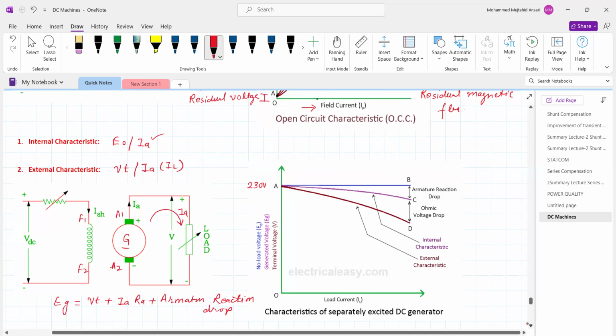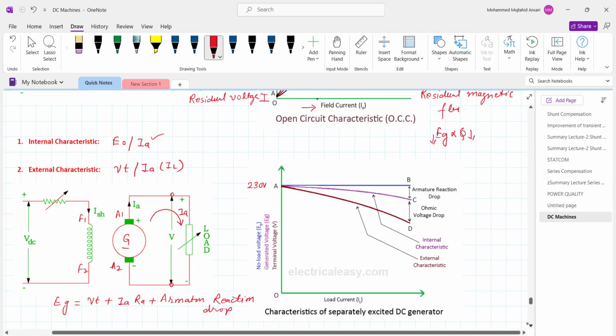Because of these two effects, the total flux over the armature gets decreased. And we know that the EMF generated is directly proportional to the flux. So as the flux decreases, the EMF also decreases. We want to know what is the drop in voltage across the terminal. But what we are doing is measuring the terminal voltage.